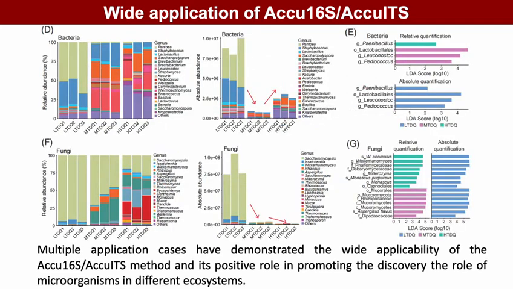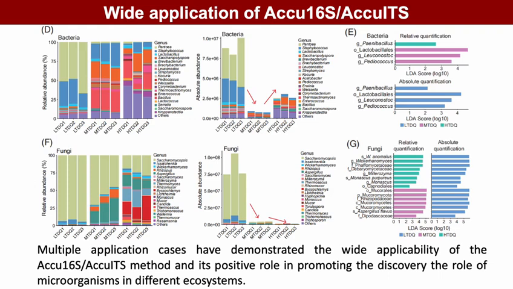Figure D and E, F and G showed that, in fermented koji, Accu16S/AccuITS more accurately captured dynamic changes in bacterial and fungal communities, reducing compositional bias compared with relative abundance analysis. We have included 2 other case studies in the supplementary materials.